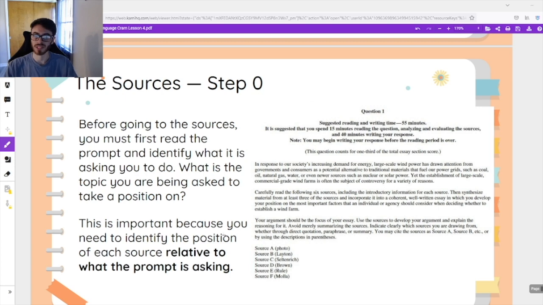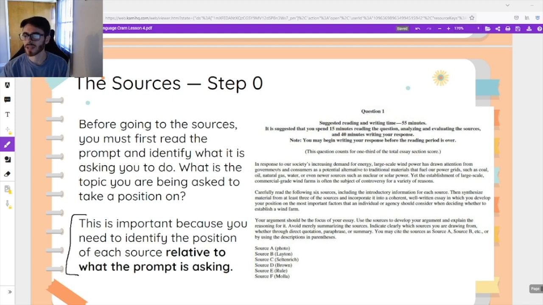You want to read the prompt and know what type of position you are taking. This is really important because you need to identify the position of each source relative to what the prompt is asking. So for example, I'll use this prompt as an example. We're going to be looking through this prompt and its sources a lot throughout this lesson. Let's read this, and I'll give you an example of why this is really important.